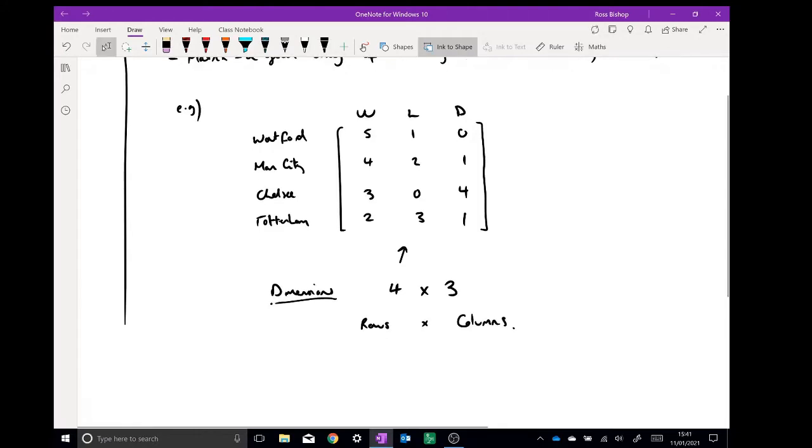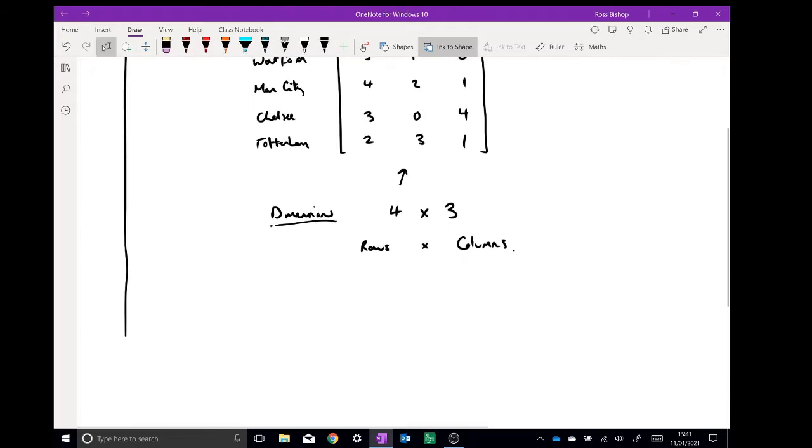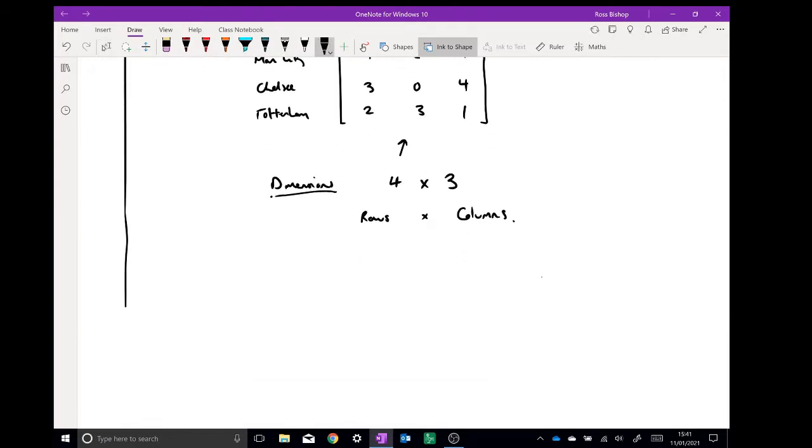So that's a little bit of an intro to what matrices are. They're there to hold data in quite an ordered way. Right, we're just going to do some addition first, so adding matrices. And we might just go straight in with an example.